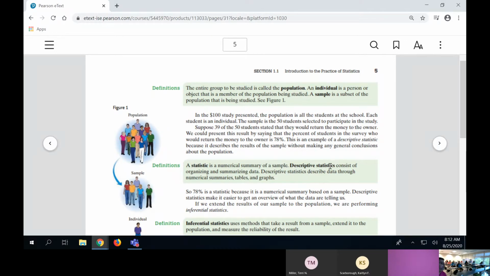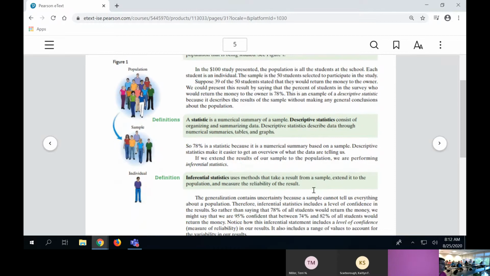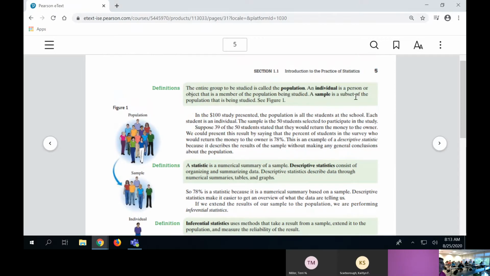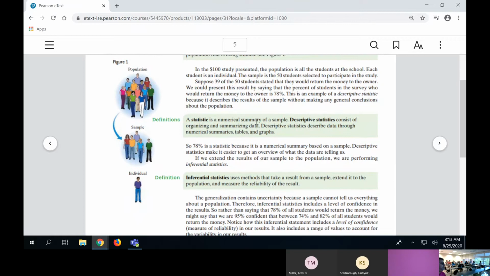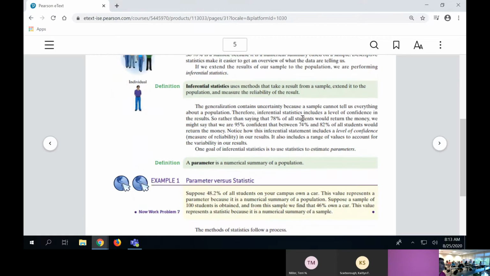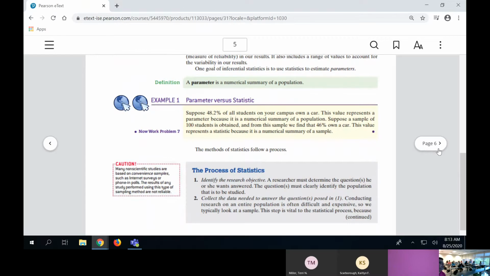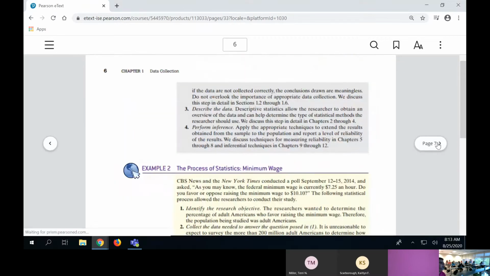So descriptive is summarizing and organizing data. Inferential is, okay, I use the word predict, which is such a difficult word. Extend it to the population. That's predict. Okay, and measure the reliability of the result. Inferential is when you take other data and you predict. All of these are test questions so far. I haven't skipped anything because if I cover it, if it's in a box and I cover it, then chances are it's going to be on the test. If I skip it, then you read it and you keep going. You don't worry about it.